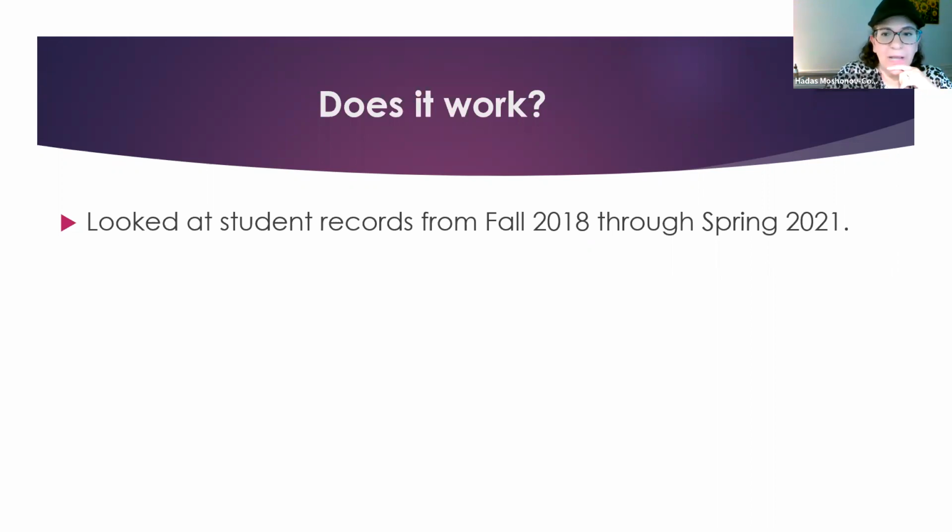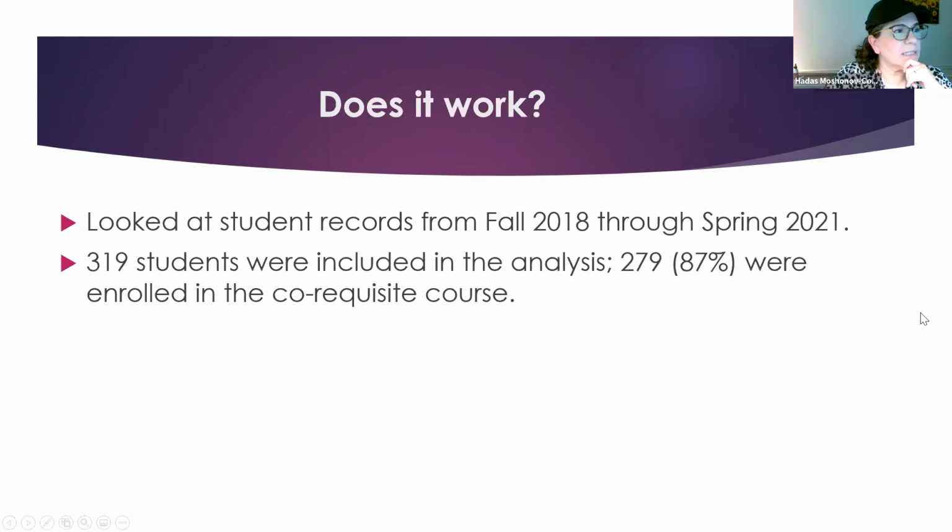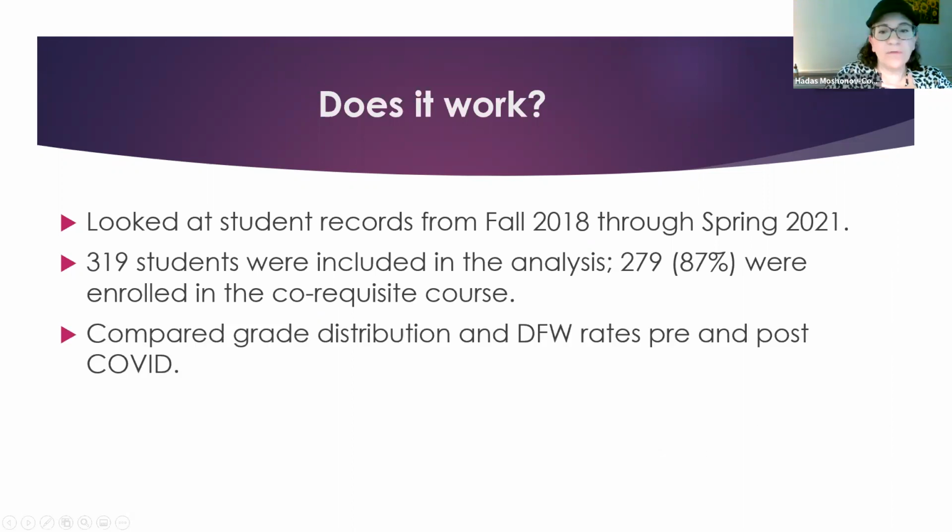There were about 319 total students. About 87% of them were enrolled in the Corequisite course. I was interested to see, is there any difference in the DFW rate in the main course pre and post COVID? So I wanted to see, does the lab actually help students pass their main course within one semester and move on with their degree?